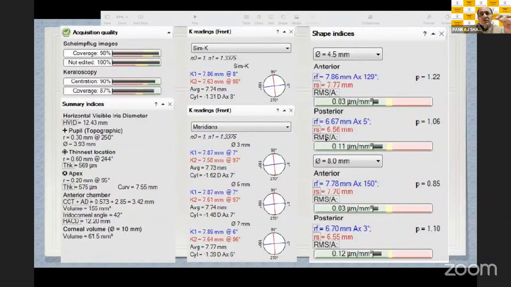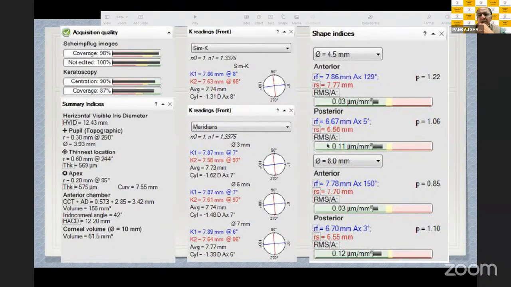Suppose the root mean square is of the central 4 millimeters. Okay? It gave a root mean square of 0.3, but that is for 4 millimeters, so it divides it by that area of how much you are taking. That means root mean square per unit area. So that is more specific.